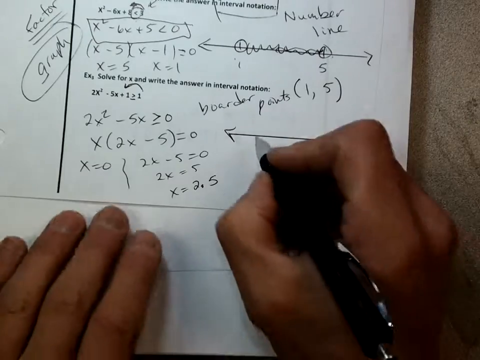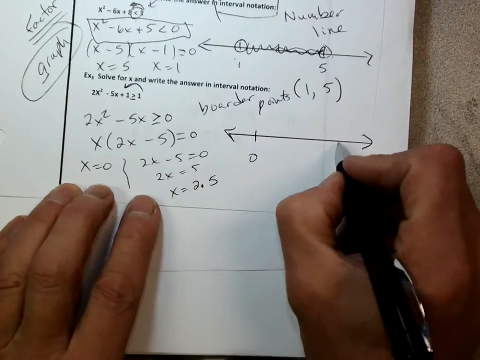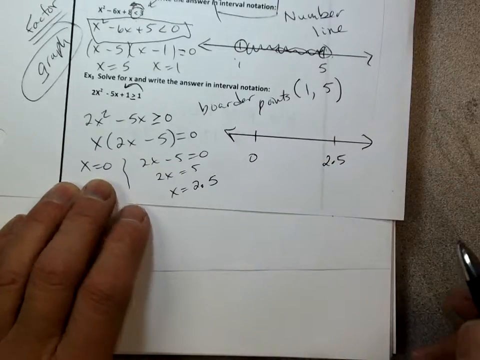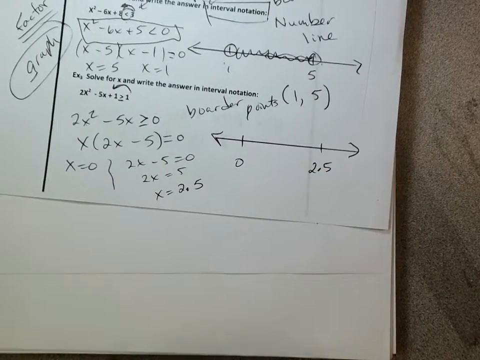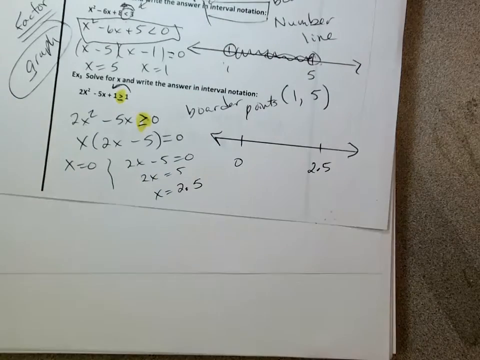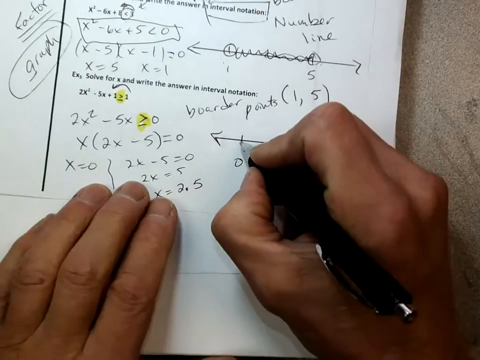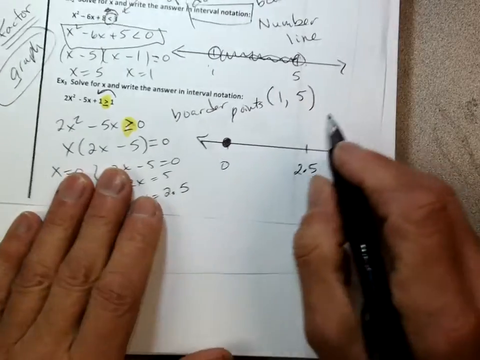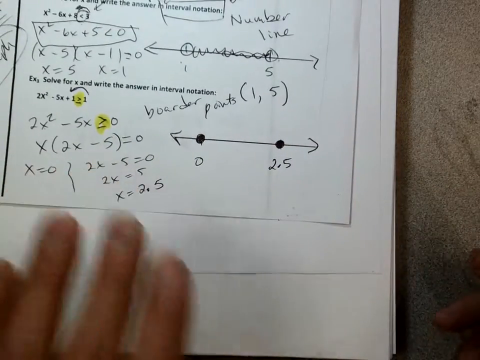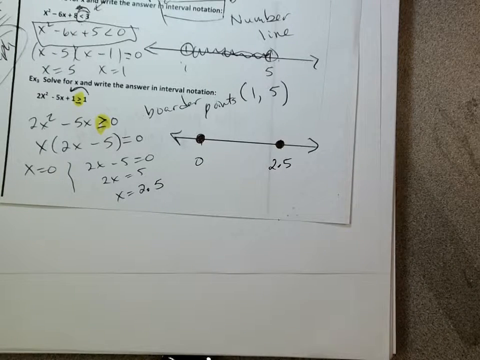I'm going to have a border point at 0 and a border point at 2.5. I'm going to use a solid dot. Solid dot because it says equal to, greater than or equal to, so I put a solid dot here at 0 and a solid dot here at 2.5. All right? Now, what am I going to do?